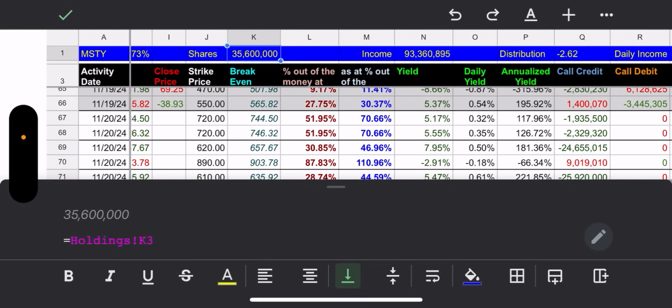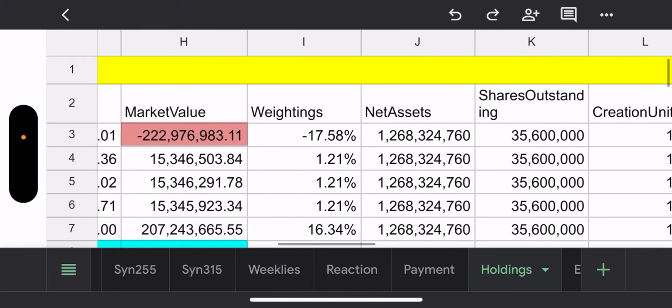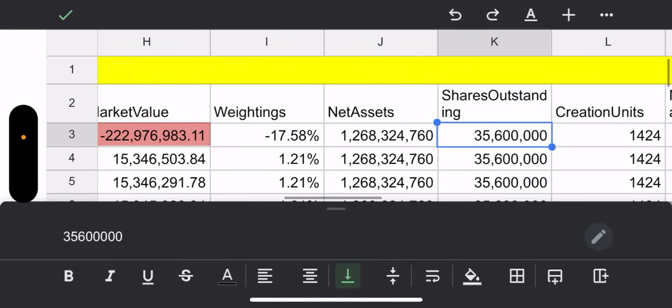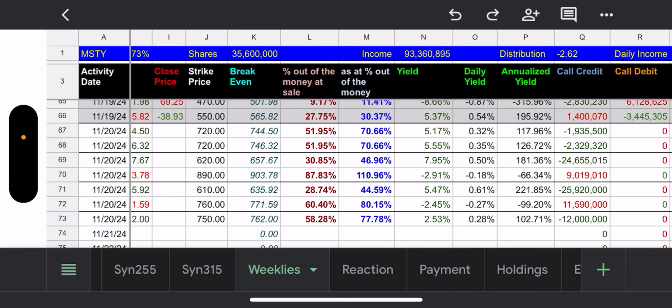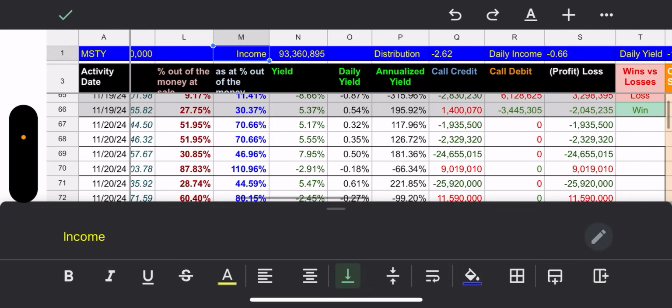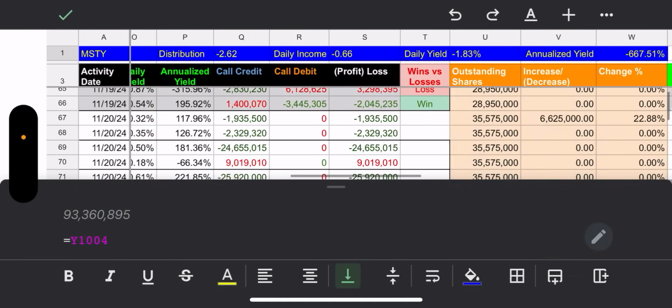Outstanding shares, this is a formula that pulls from the holdings tab. So if I go to the holdings tab real quick, you could see K3 is always going to be outstanding shares. And this updates every day, the holdings updates. So I'm comfortable with that, pulling from that cell. So yes, that is automated. Income, this is, again, it pulls from a cell. So right now you can see it pulls from Y1004.